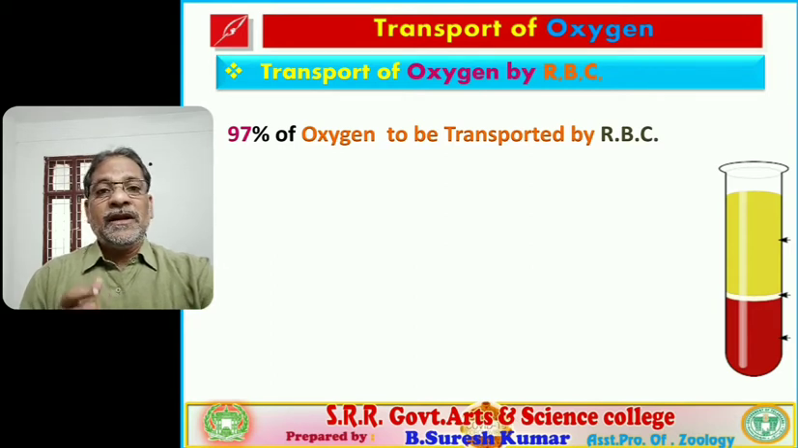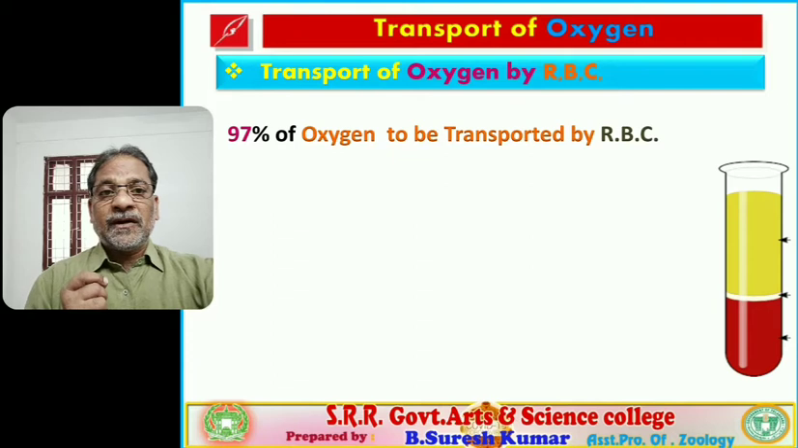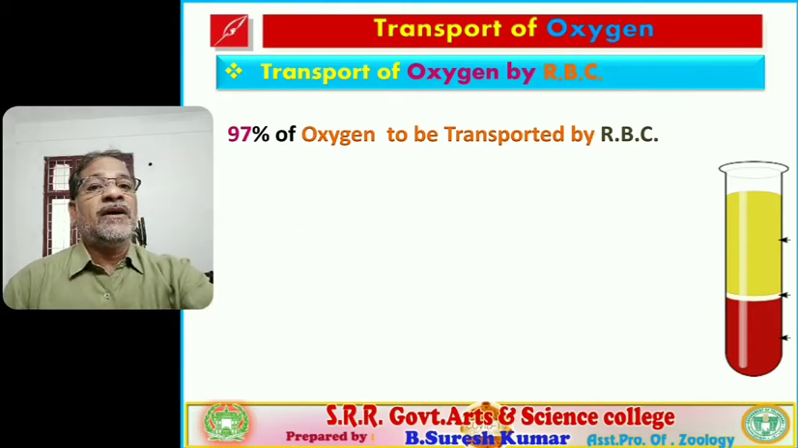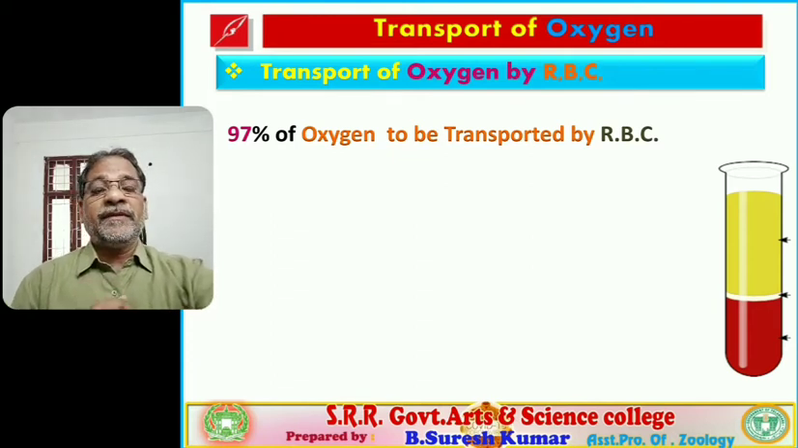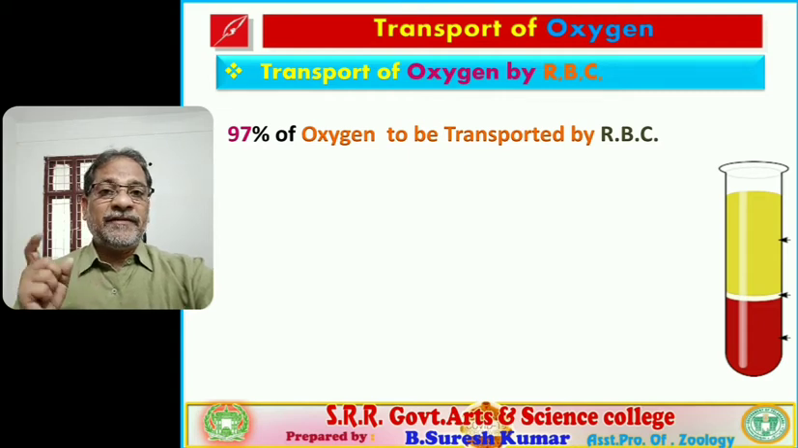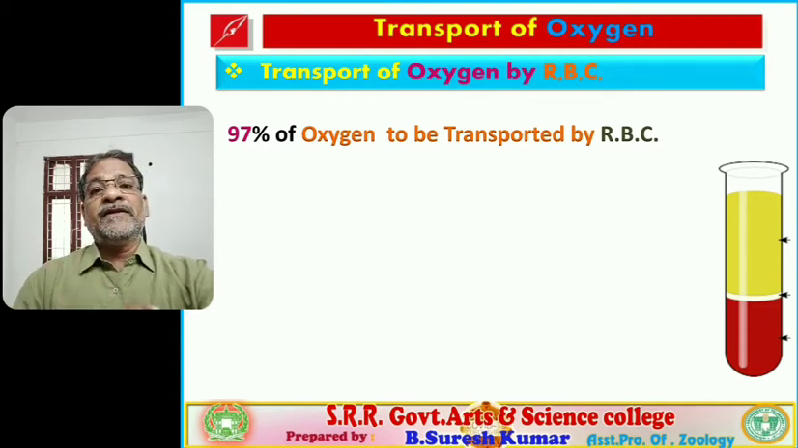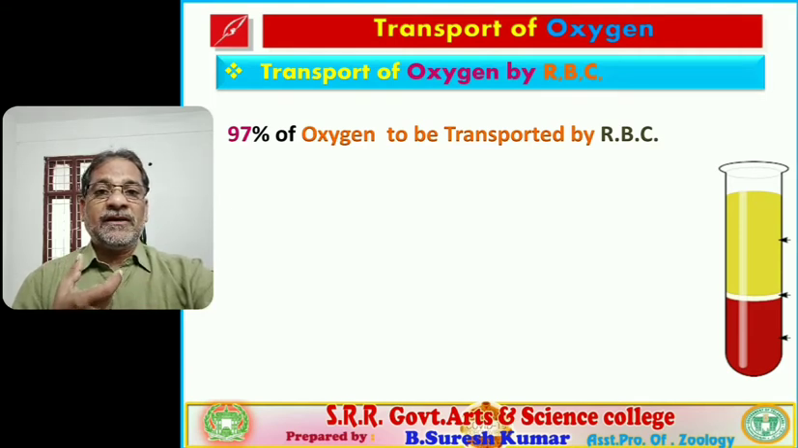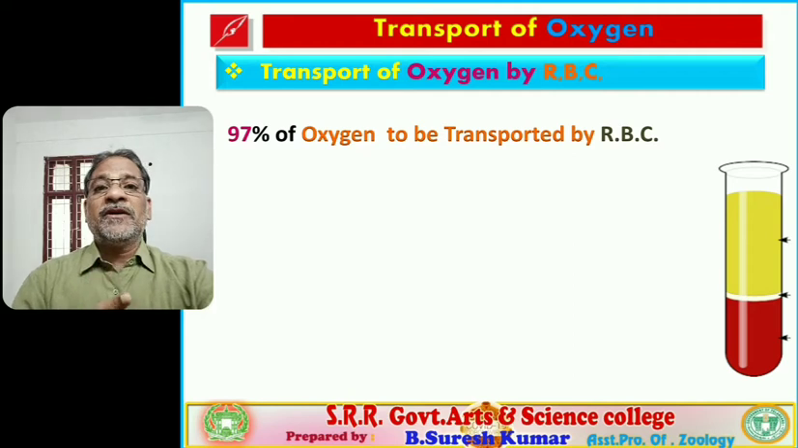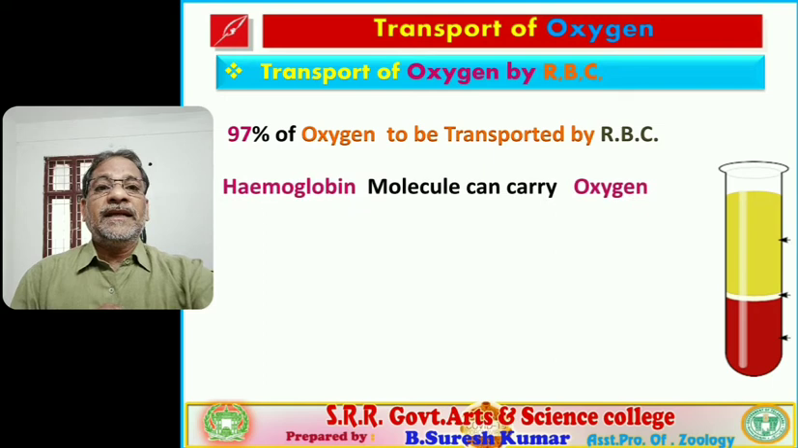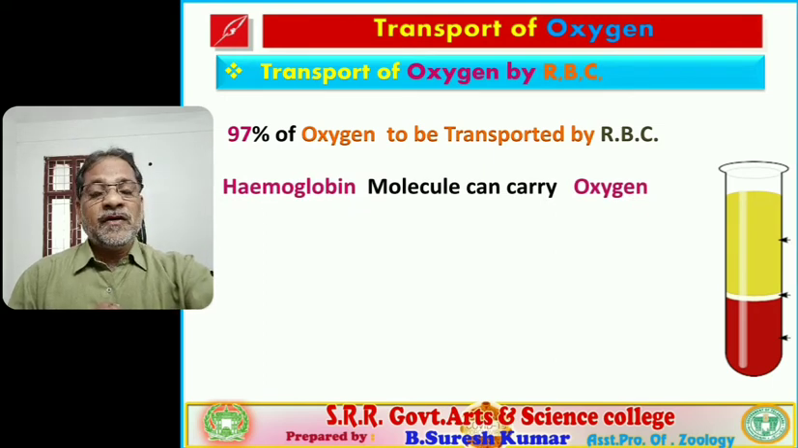Follow? So 97% of oxygen is transported by RBC. Very, very important. Remember, 3% is transported by plasma and 97% is transported by RBC. So the major amount of oxygen is transported to our cells by plasma. Sorry, RBC. Follow? 97% of oxygen is transported by RBC. Right? Next, the hemoglobin molecule can carry oxygen.